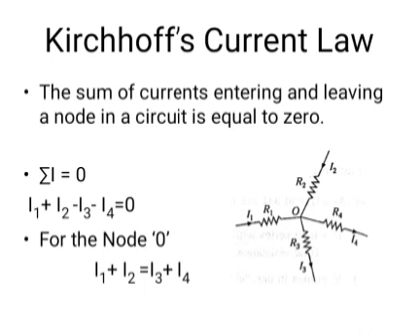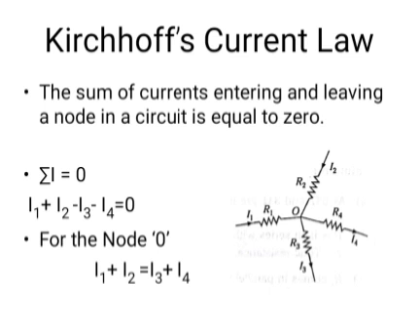The sum of currents entering and leaving a node in a circuit is equal to 0. That means the summation of I equals 0. In the network, in the circuit, let I1, I2, I3 and I4 be the currents at a junction or node, as shown in the figure.